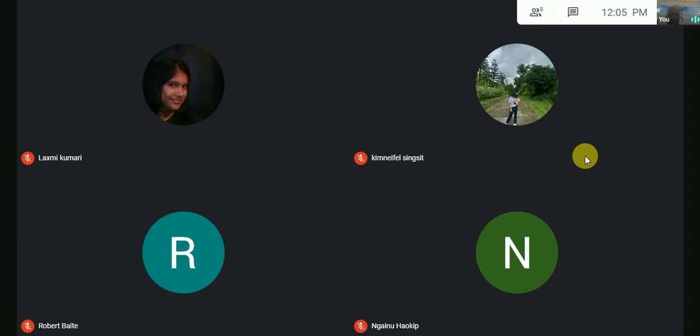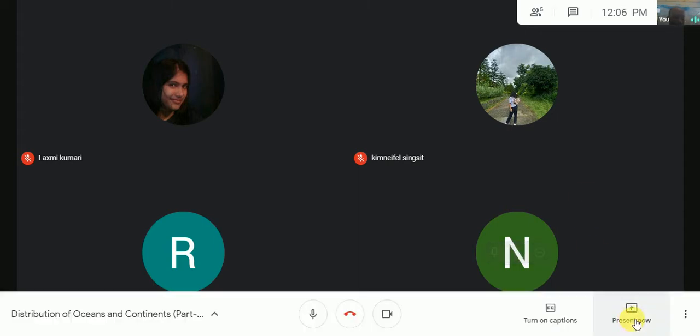Remember, we have been learning Chapter 4, Distribution of Oceans and Continents. Yesterday, we discussed plate tectonics. Today, we shall learn about rates of plate movement, forces of plate movement, and movement of the Indian plate. Now, let me present.